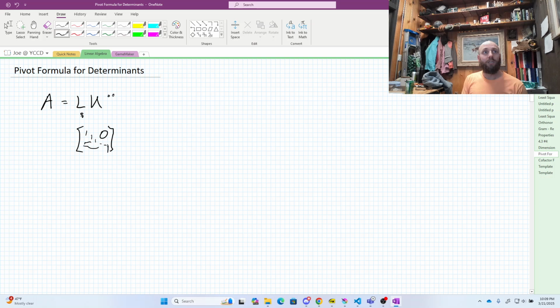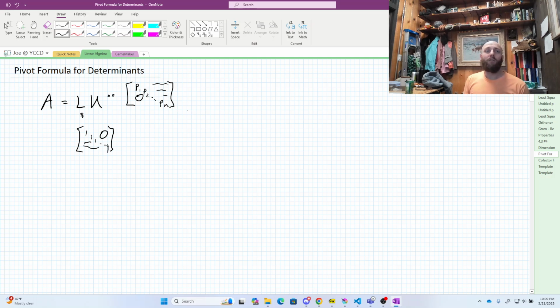Now the U matrix here, that guy's going to be upper triangular, so it's going to have a big fat zero down here. It might have some entries up here in the top corner, and then it's going to have some numbers down here. These numbers are all the pivots. So we're going to have pivot 1, pivot 2, all the way down out to pivot n or whatever we get.